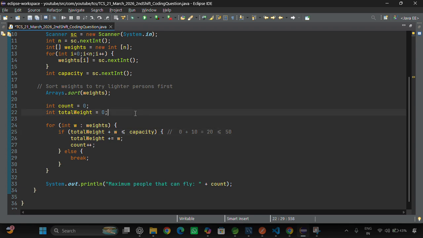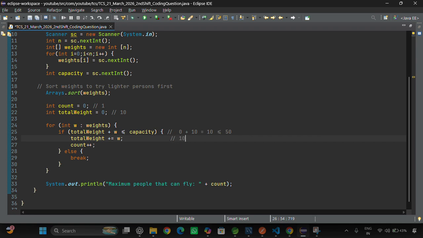And now how much is the total value? Sorry, it's 10, right? I'm sorry, my bad. Sorry for the inconvenience. 10 is less than or equal to 50, so we will add it in the total weight. After that we will increment the count also, so it is equivalent to 1. Then again in the next loop, what will be the weight value? It is 20, right?